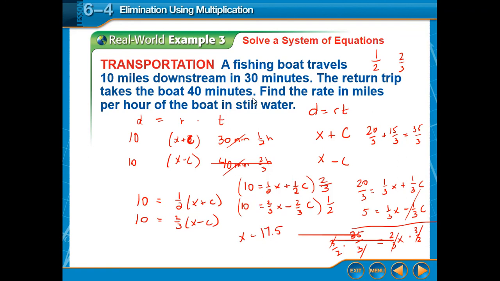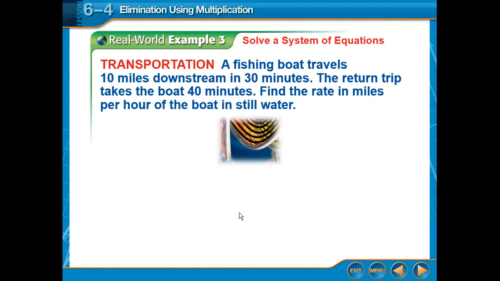So in still water, that's what we were looking for. So in this case, you didn't have to find c. They're not asking for the rate of the current. All they wanted to know was how fast the boat would go if it was in still water. So 17.5 miles per hour. And that is the end of this section.